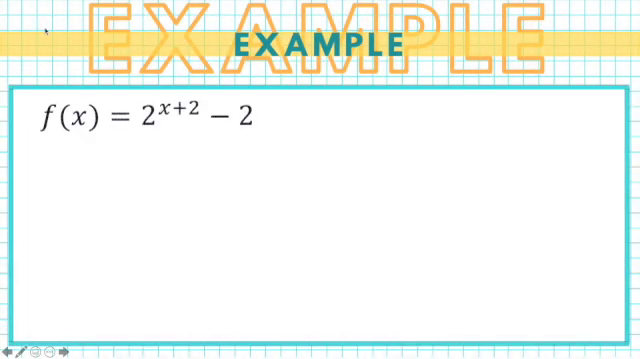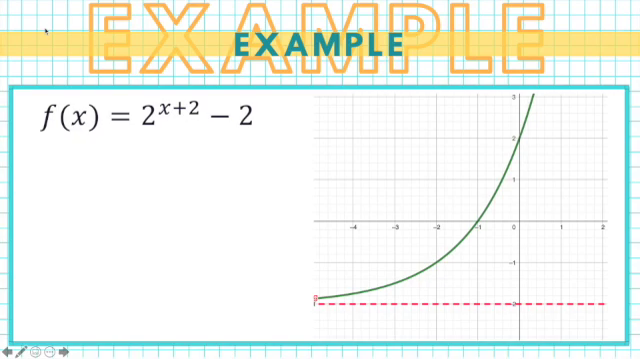Now let's try this function. We have f(x) = 2^(x+2) - 2. If we're going to graph this function, the graph looks like this. The horizontal asymptote is the red line here. It is on negative 2. Therefore, the horizontal asymptote is the line y = -2.